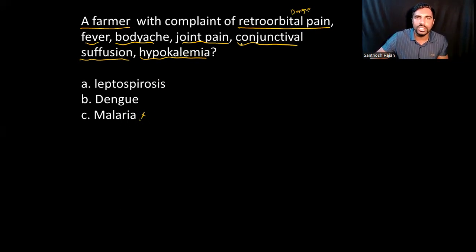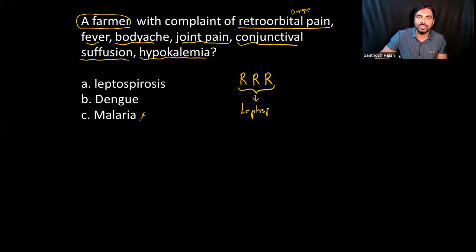Retroorbital pain is not that common in malaria. So the fight is between lepto and dengue. But one clue is the farmer. If it is a farmer, we know the 3 R's we talk about: rice paddy, rain, and rat urine, right? When these things happen, the patient gets leptospirosis. When leptospirosis becomes icterohemorrhagic fever, we call it Weil's disease. If you remember, it's Weil's disease, icterohemorrhagic.